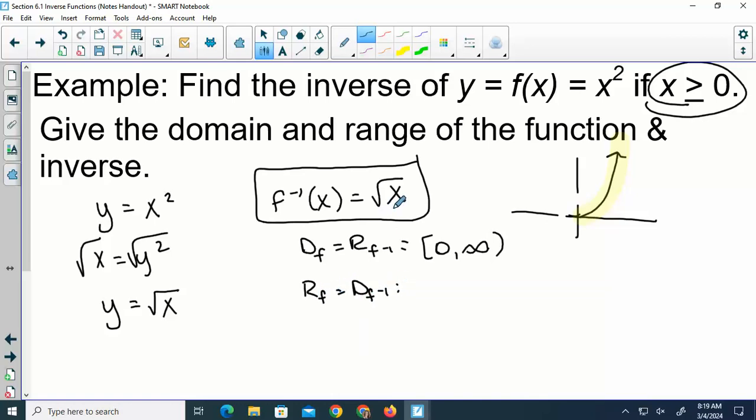Range of the function is the domain of the inverse. Okay, if I look at my inverse, I'm doing the square root. If you have the square root of something, what do you know? It's got to be a positive, so x has to be greater than or equal to 0, so 0 to infinity.